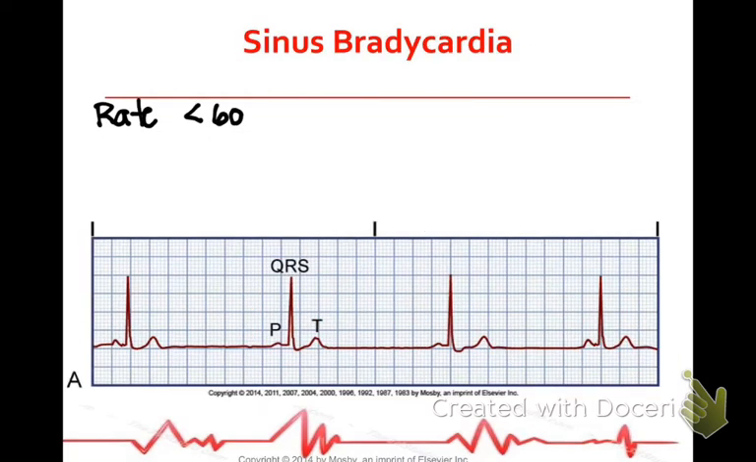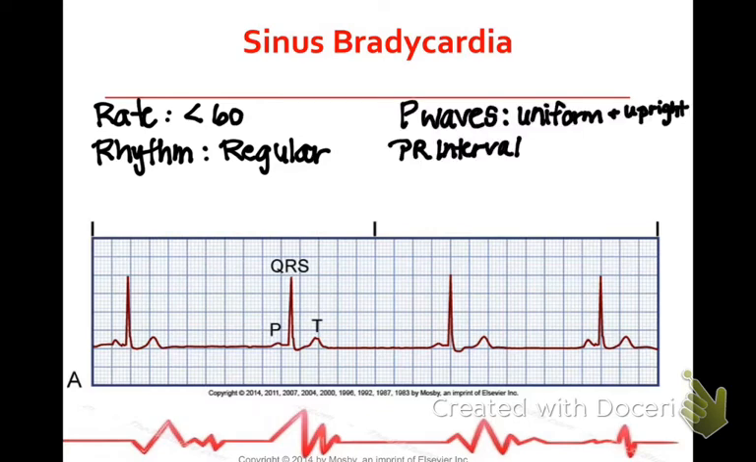All right, so let's talk about bradycardia. Usually that's a rate of less than 60. The rhythm is regular again. Your P waves are uniform and upright. Your PR interval is 0.12 to 0.20. I wouldn't spend a lot of time on that; you don't have to memorize it. But definitely know less than 60, right?